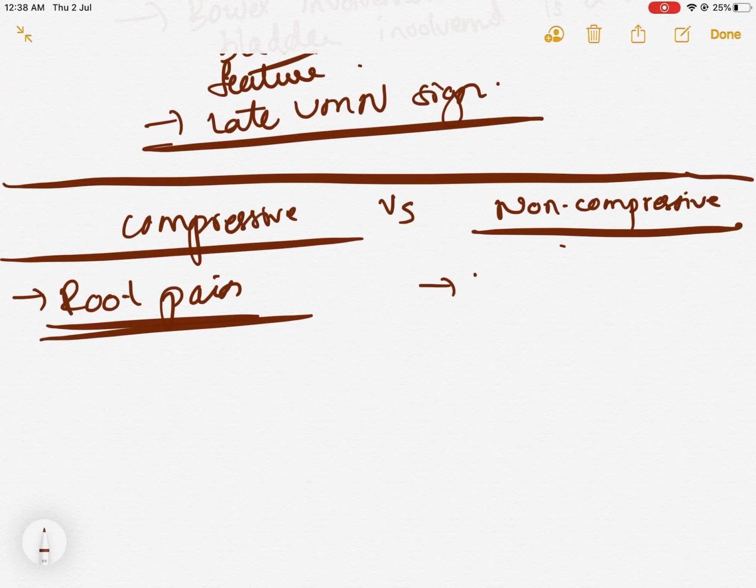In non-compressive lesion, there is something called funicular pain. Funicular pain is a deep, ill-localized pain. It is actually not radiating along a dermatome. It is deep, diffuse, ill-localized, and it is due to involvement of the dorsal column or lateral spinal column. Both can cause funicular pain. Okay, so root pain is a feature of compressive myelopathy.